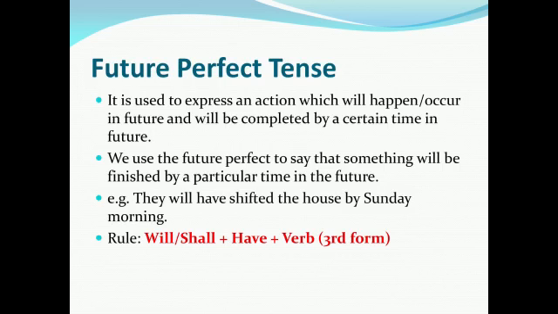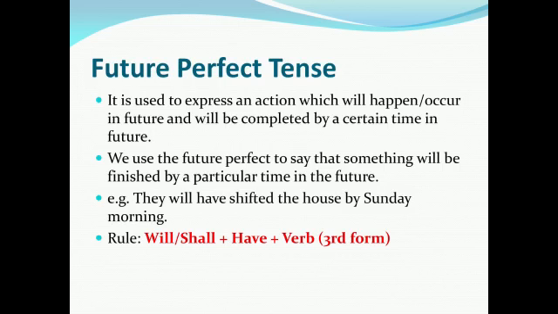We use the future perfect to say that something will be finished by a particular time in the future. Example, they will have shifted the house by Sunday morning. So Sunday morning means coming Sunday morning we are talking about. So this is future and a time is also given, Sunday morning. So the rule over here is subject plus will or shall plus have plus verb.